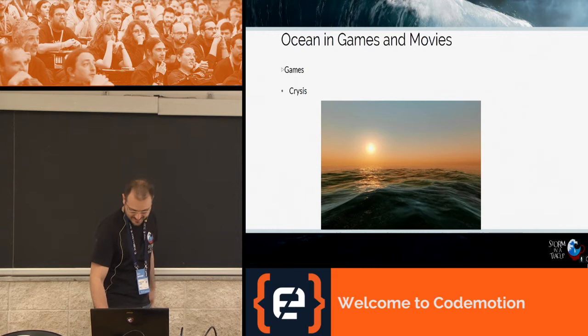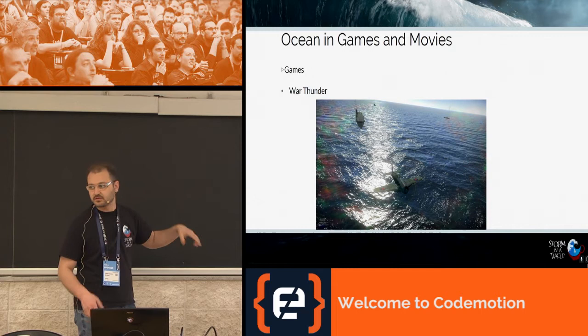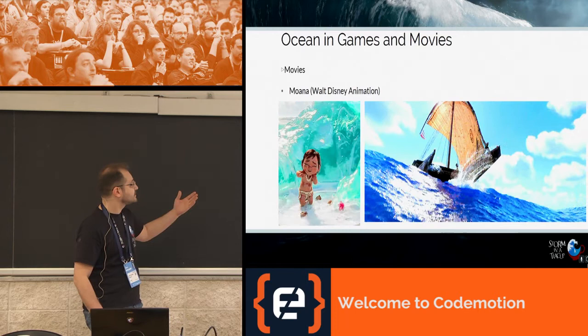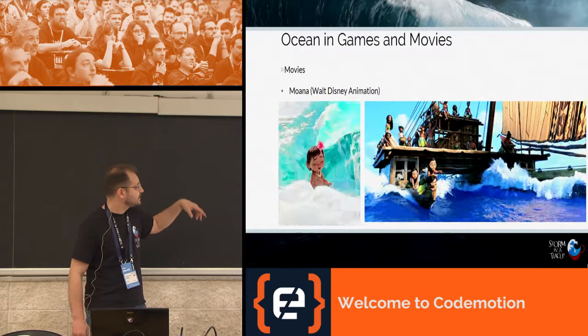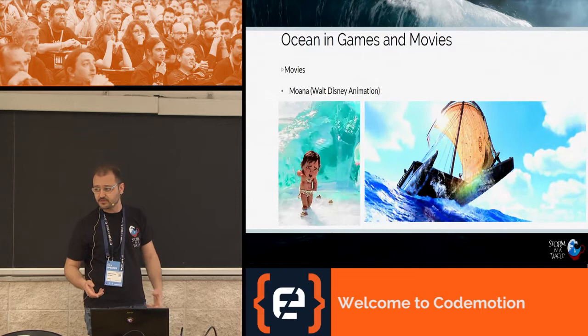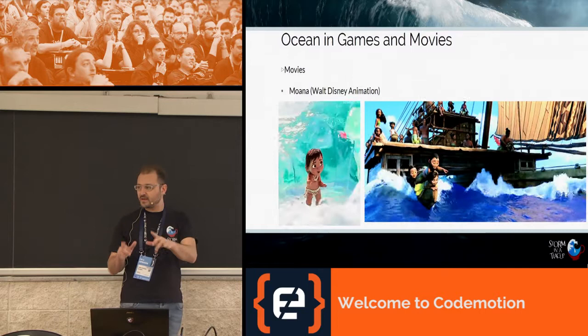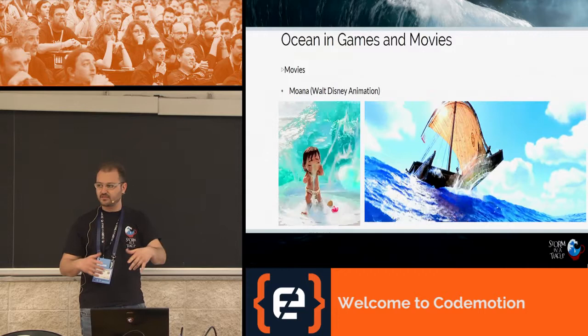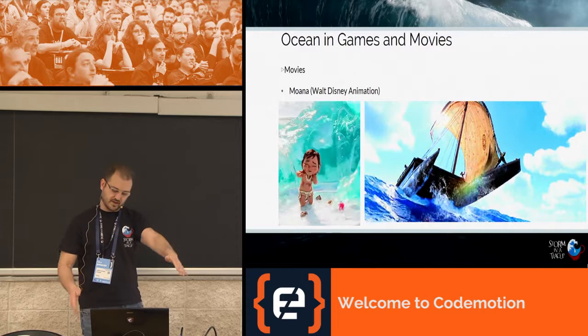War Thunder uses ocean very heavily in its game. Movies. The recent Moana from Walt Disney Animation is using FFT for the simulation on the right, as you can see. And for splashes, it is using physics-based fluid simulation. So you don't have a single method, but a combination of techniques to obtain the final result. You don't have a master huge technique to make everything, basically.